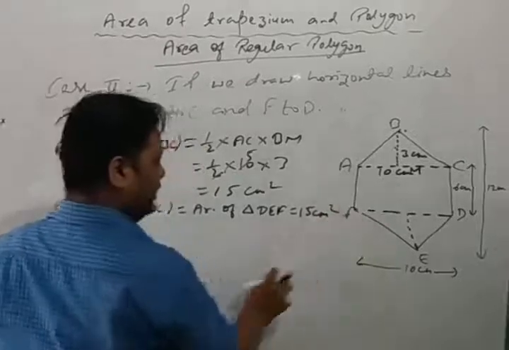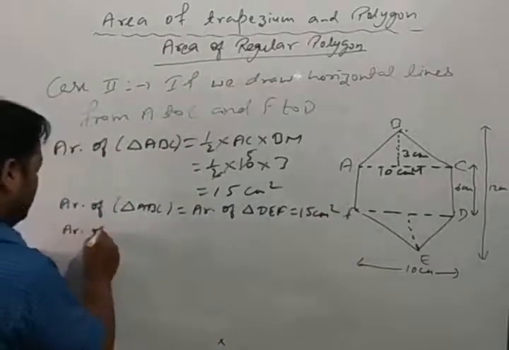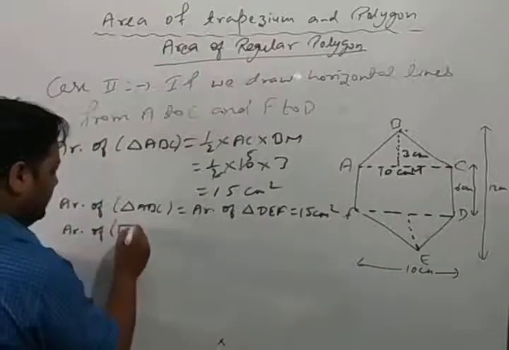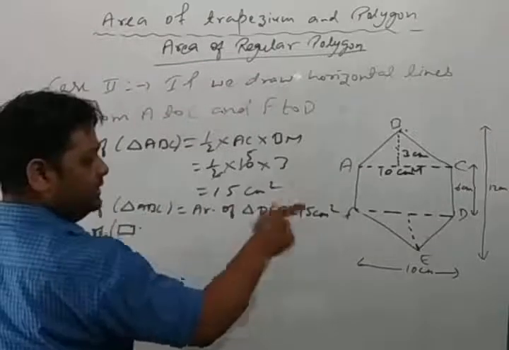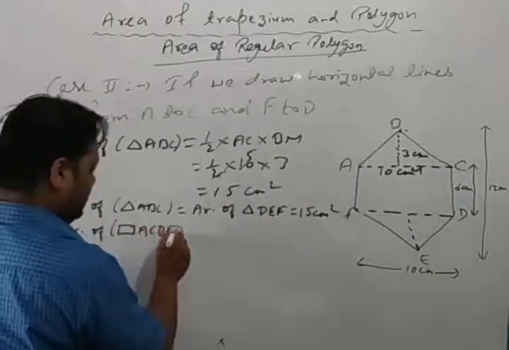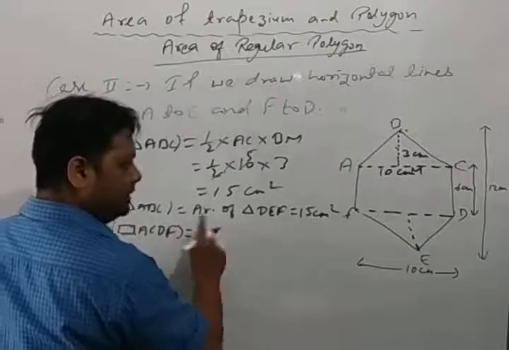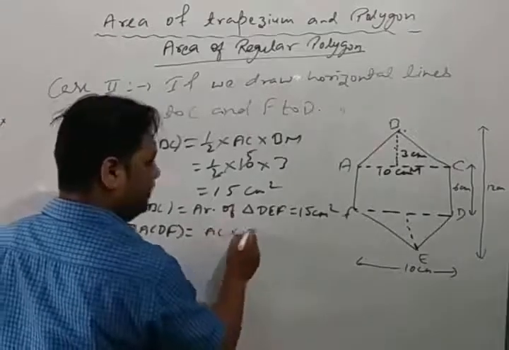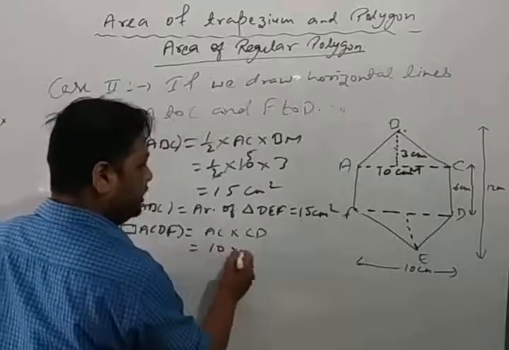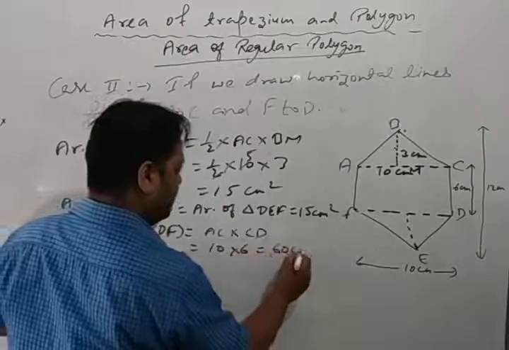Now we have to find the area of rectangle ACDF. Length into breadth, where length will be AC and breadth will be CD. So it will be 10 into 6, that is 60 centimeter square.